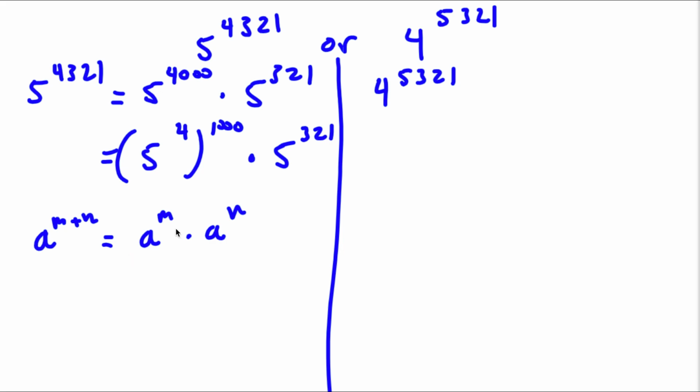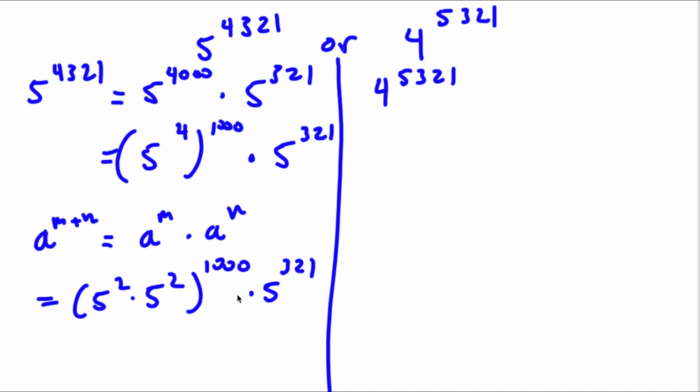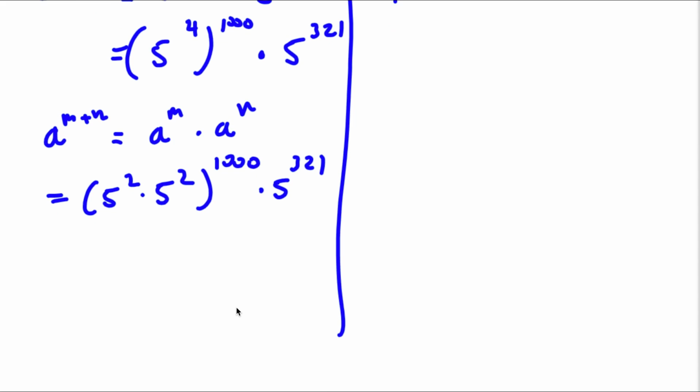So now, I could also rewrite this as 5 squared times 5 squared, because 5 to the power of 4 is the same as 5 squared times 5 squared, to the power of 1,000 times 5 to the power of 321. Now 5 squared times 5 squared, that's going to be 25 times 25, which is equal to 625. So I have 625 to the power of 1,000 times 5 to the power of 321.